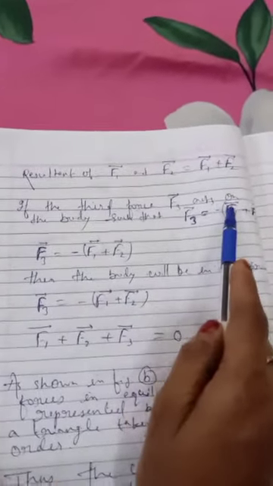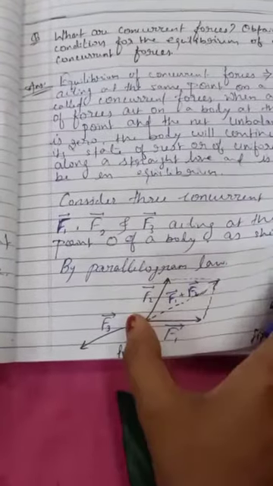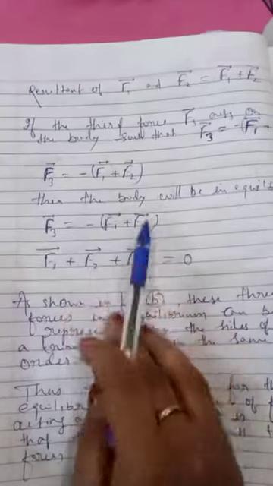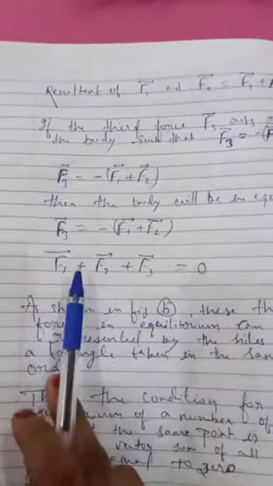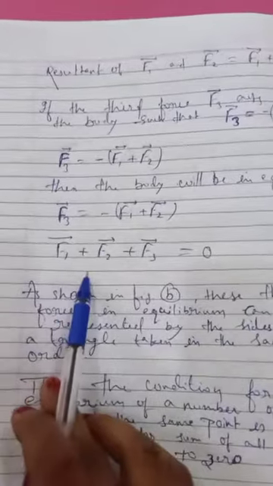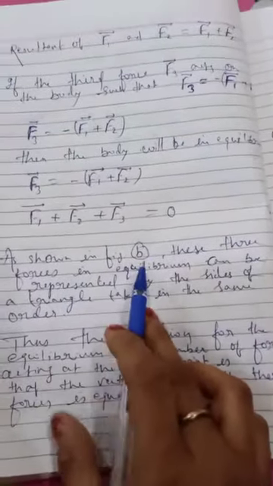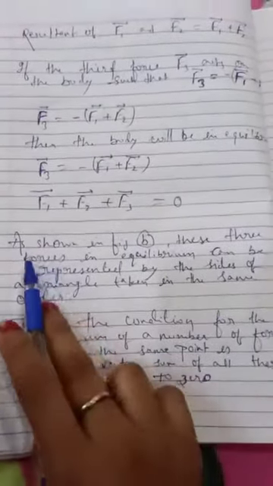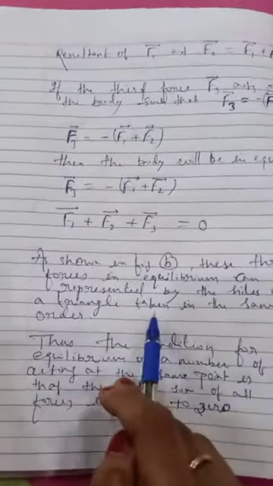If the third force F3 acts on the body in this direction, then F1 plus F2 is equal to F3 but in the opposite direction. So here we will use the minus sign for the opposite direction, and it is in the equilibrium condition. So F1 plus F2 plus F3 is equal to 0. Because these are concurrent forces but in equilibrium, the total sum of these forces is equal to 0. As shown in figure B, these three forces in equilibrium can be represented by the sides of a triangle taken in the same order.